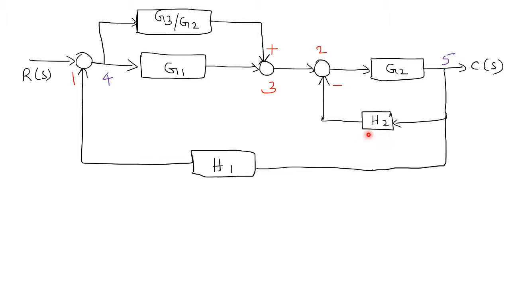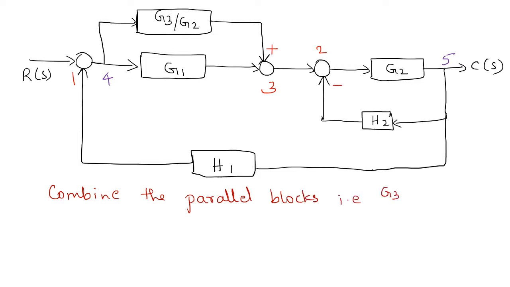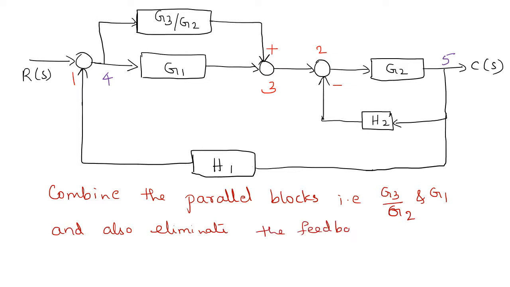So we can further reduce it. We will write the next step. The next step is we combine the parallel blocks, that is G3 by G2 and G1, and we also eliminate the feedback path, that is H2.